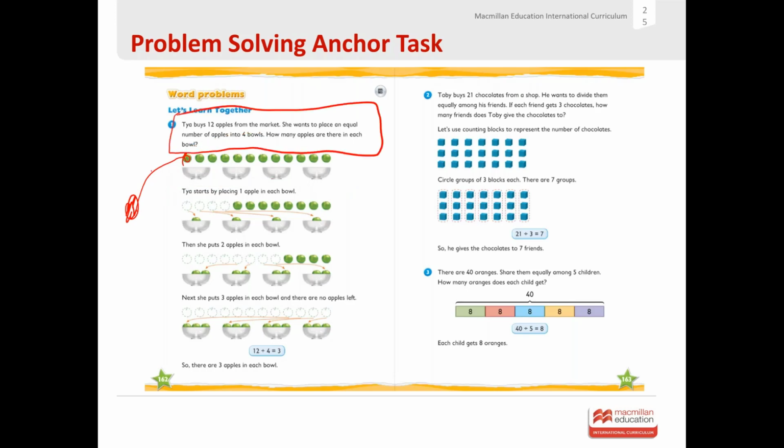Tia buys 12 apples from the market. She wants to place an equal number of apples into 4 bowls. How many apples are there in each bowl? And so what I might start to do is get my counters.